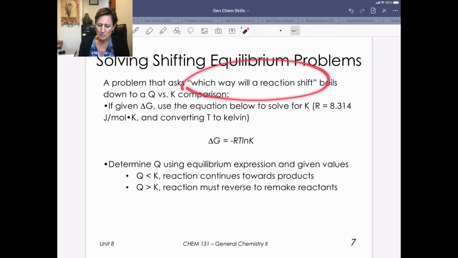You might have a problem that asks, which way will this reaction shift? And that really boils down to a Q versus K comparison. So if you are given a delta G value, okay, you can use this equation to tell you what K is, right? So you can get the equilibrium constant for a process. And then using the values that are given for where you're at, you can solve for Q, and you just do Q versus K. If Q is less than K, then your reaction needs to continue on towards product.